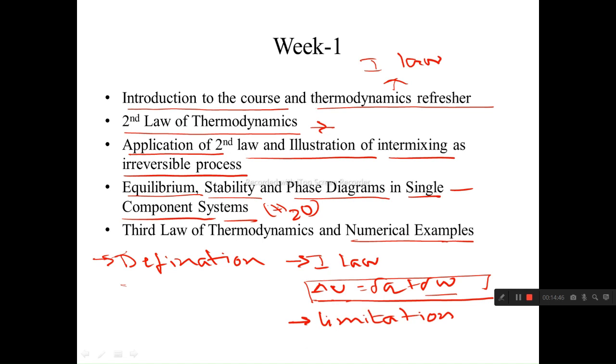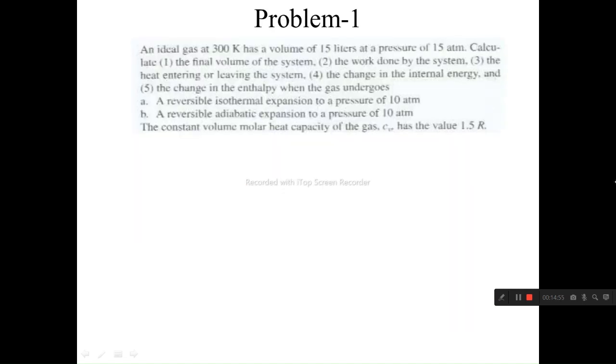Next we will be moving towards the problem solving session. In this problem solving, I have taken 5 problems. We will be starting with problem 1, 2, 3 and 4, and so on. The first problem is this one.